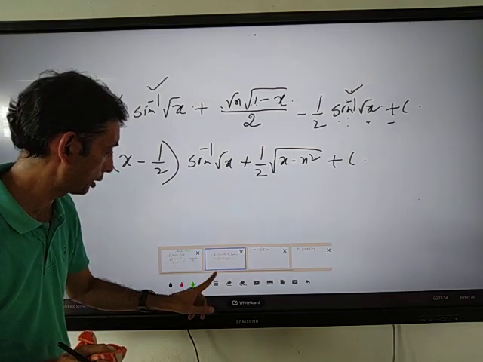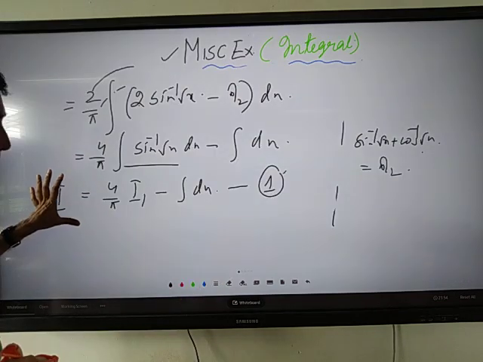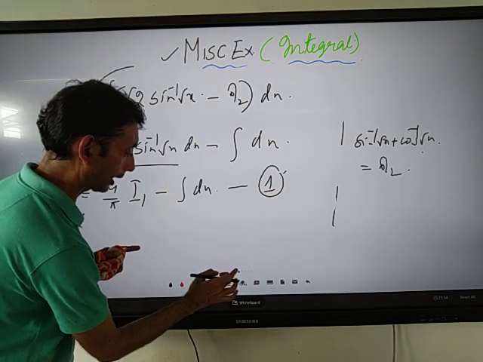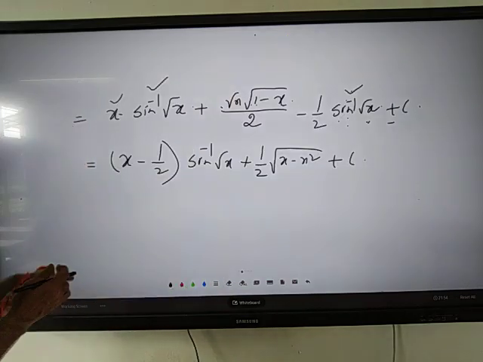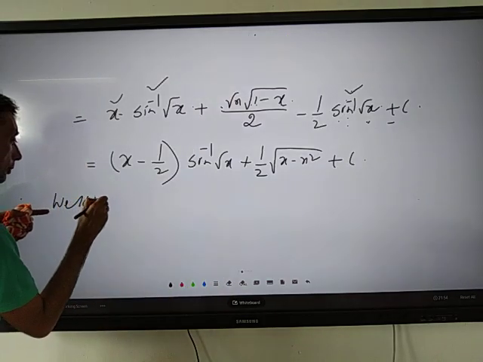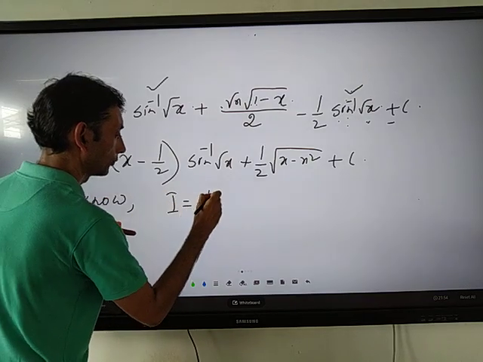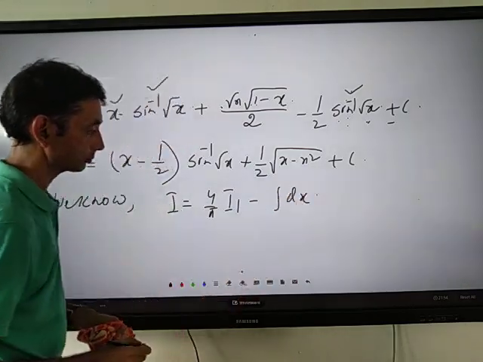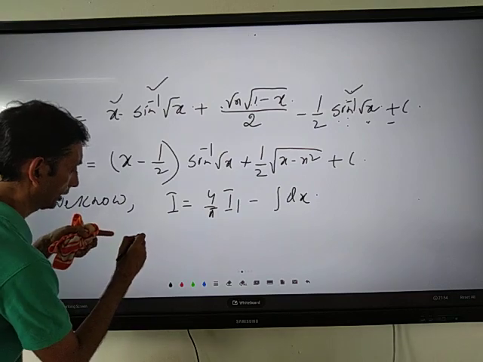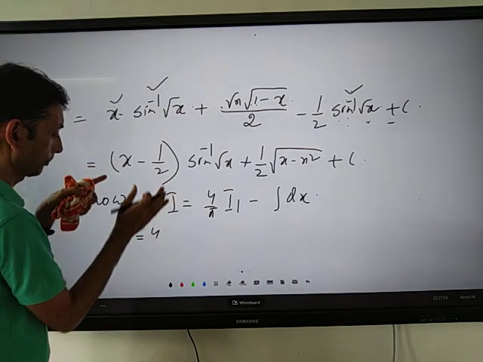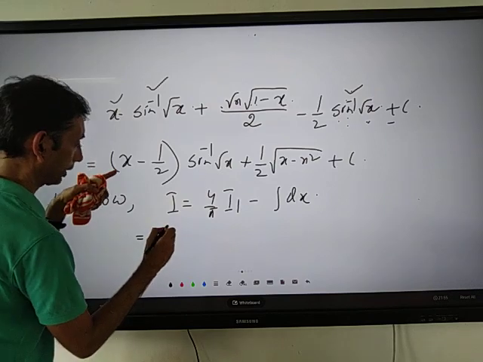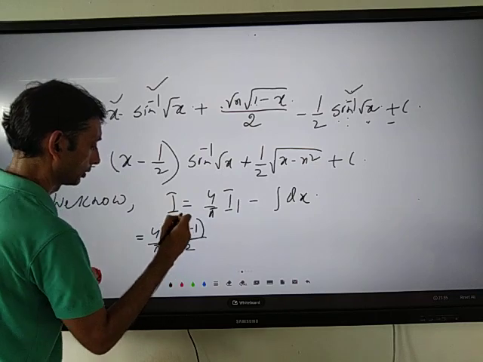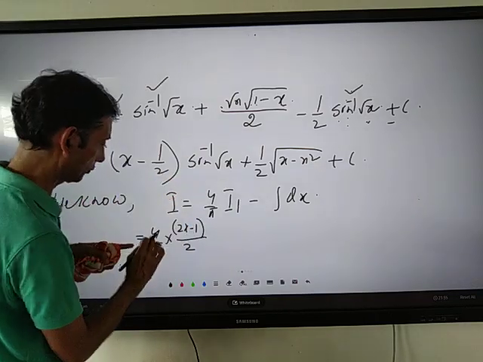And now you need to remember what is I. Well, let's go back to the previous page. What is I? I is equal to 4 by pi I1 minus integration of dx. Now we'll substitute the value. We can multiply this by 4 by pi into x. So we can take LCM. This is 2, and twice x minus 1. Fine. So we'll multiply each term by 4 by pi.